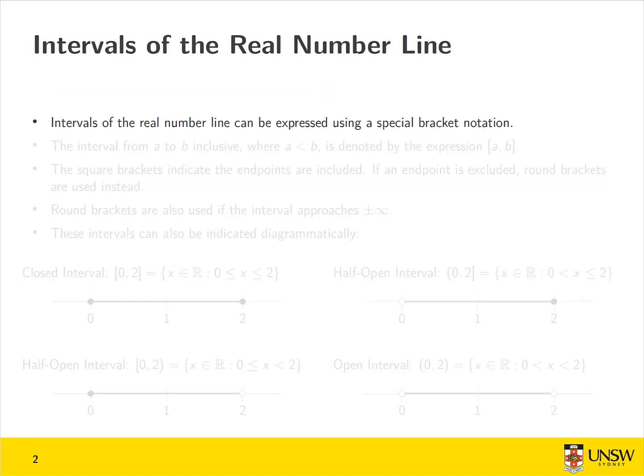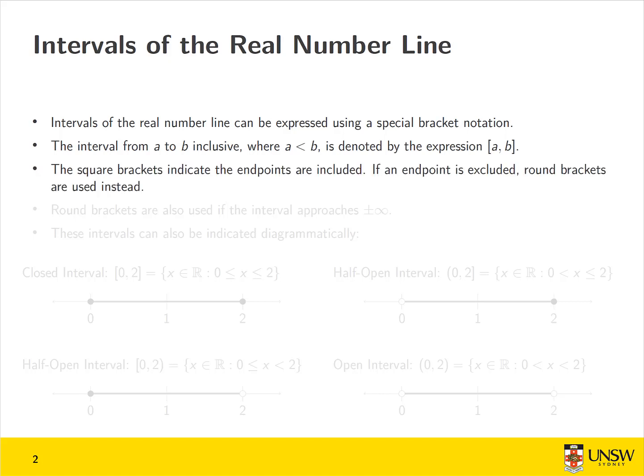A particular class of sets is comprised of the intervals of the real number line. These are sets containing all those real numbers between two endpoints. Special bracket notation can be used to easily describe these intervals. To describe the interval from the number A to a larger number B inclusive, we write the numbers A and B between square brackets. If instead one of the endpoints is not included in the interval, round brackets replace the square brackets. Round brackets are also used if an endpoint approaches infinity or negative infinity.